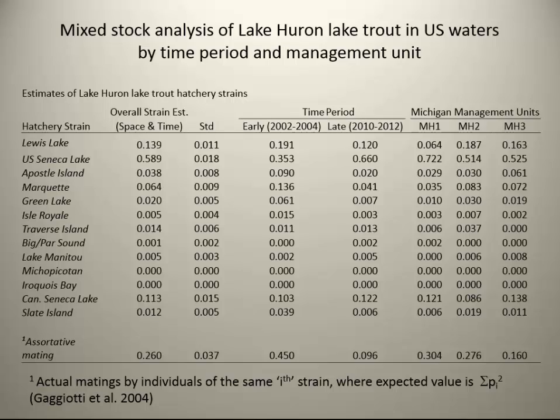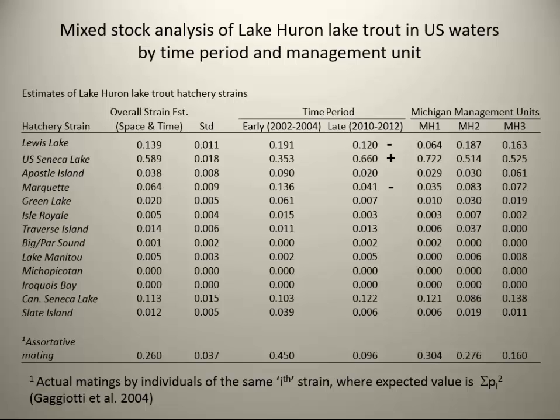But here for the Michigan reporting areas, we have early versus late, and these different management units. And here's something that speaks to an estimate of degree of assortative mating. So this assortative mating coefficient is 0-1 distributed. An assortative mating coefficient of 1 means all the individuals mate with individuals from their own strain. An assortative mating coefficient of 0 means total panmixia, right? You're breeding with 100% probability with somebody outside of your own strain. So it's a 0-1 value.